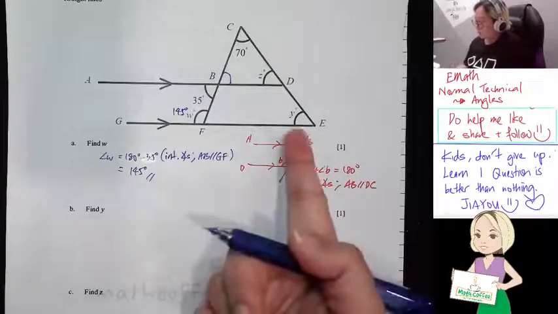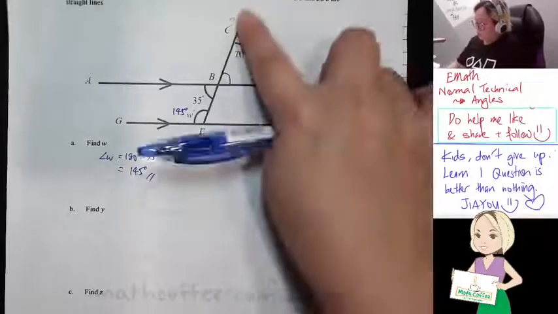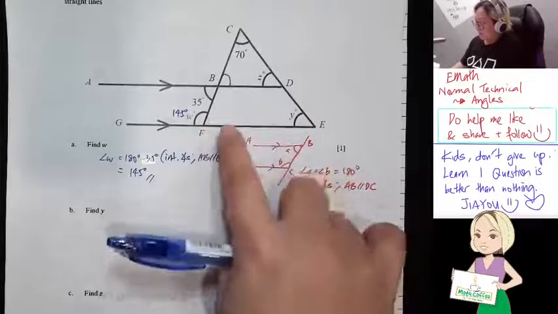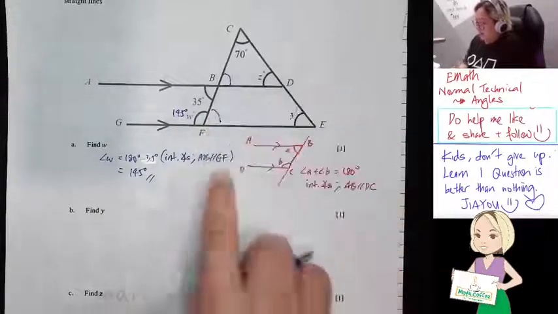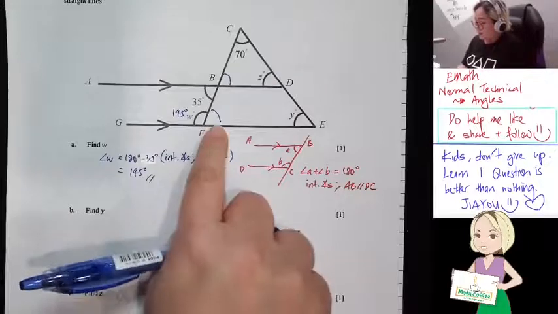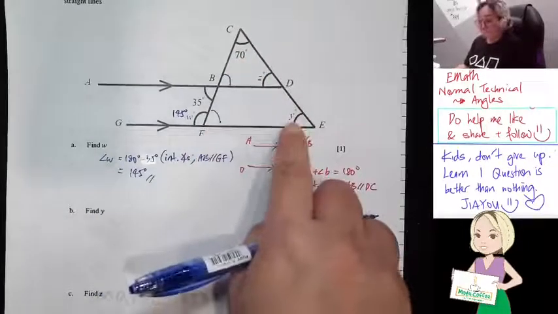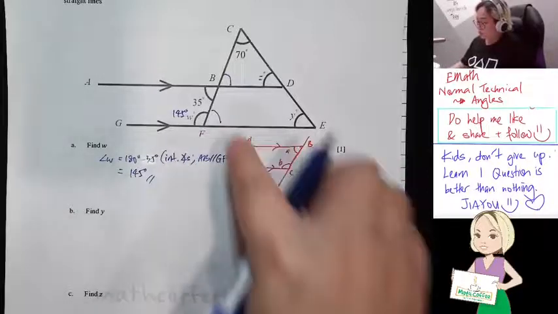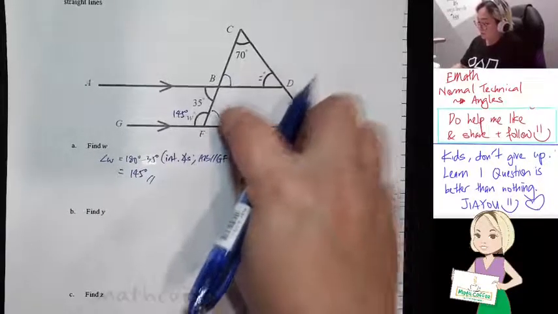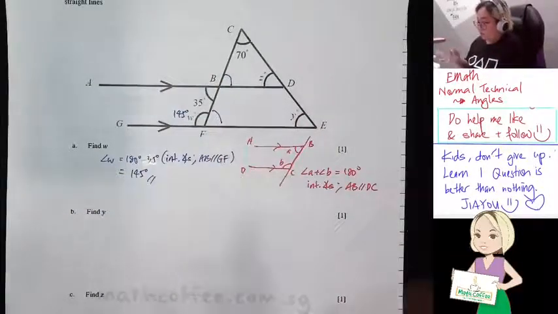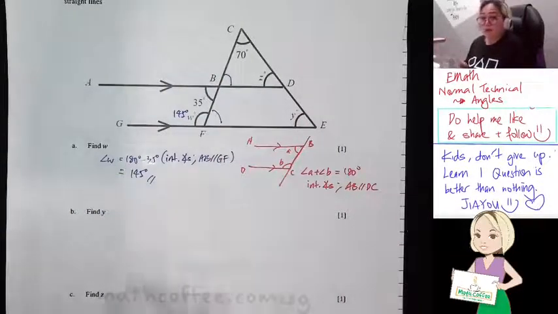I can also find another way to find Y. Do you see this big triangle over here? I can find this angle here, right? Once I have this angle, in this big triangle, 70 plus this angle plus Y also gives me 180. Correct? So let's find this one. I can also do Z. So you see, there are many ways to do it.